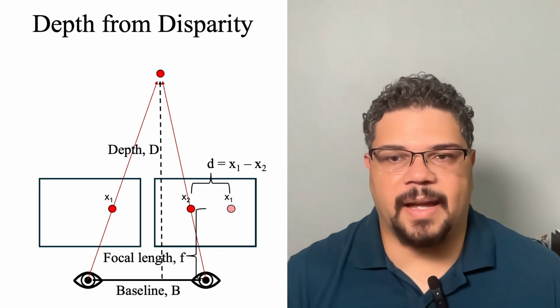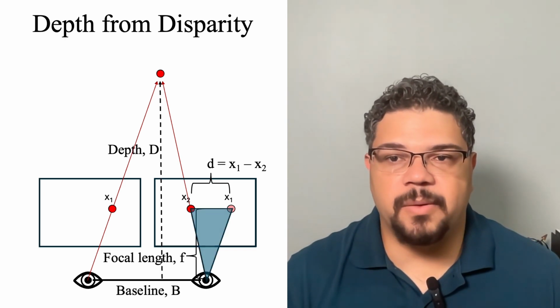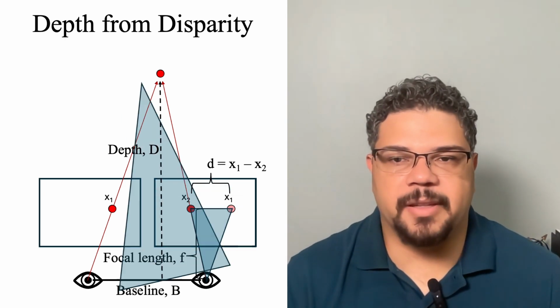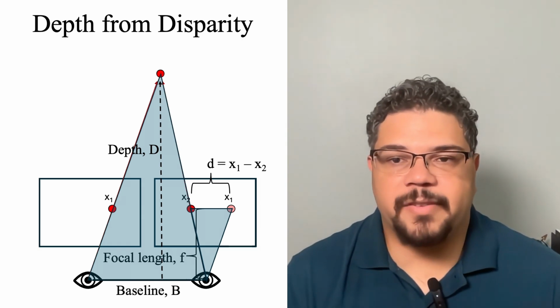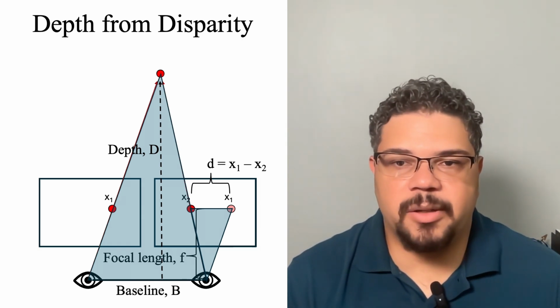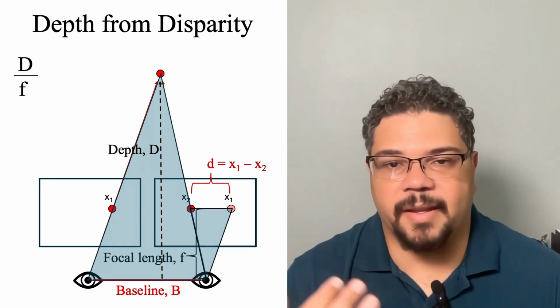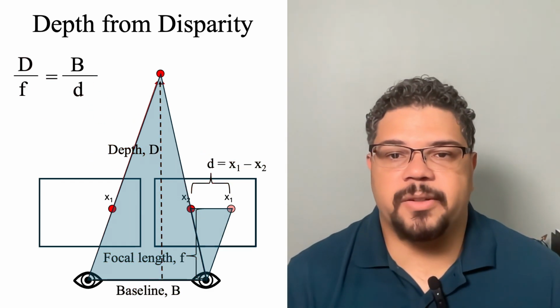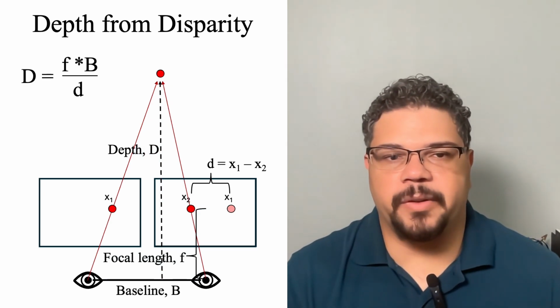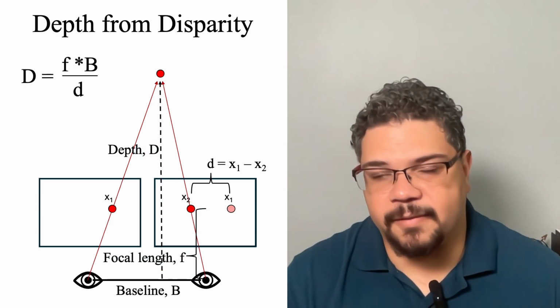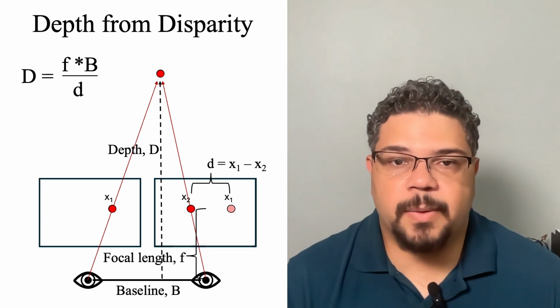These 3 points, the eye position and the two image points, make a new smaller triangle with the same shape as the original triangle. By the principle of similar triangles, we know that the ratio between the object depth and the focal plane is the same as the ratio between the baseline and the disparity. Rearranging terms, we get depth equals focal length times baseline divided by disparity. This matches what we saw before.